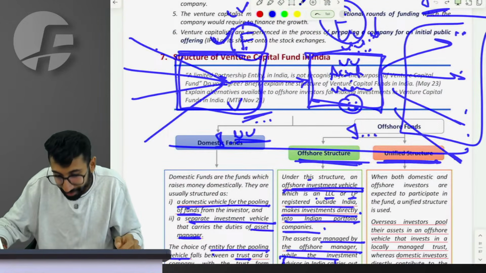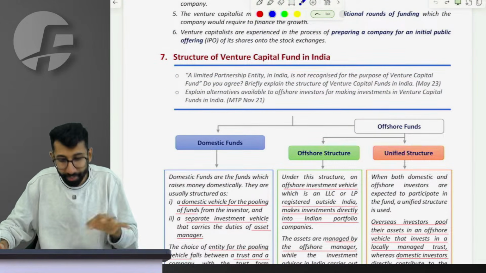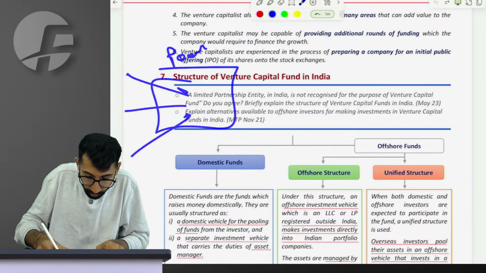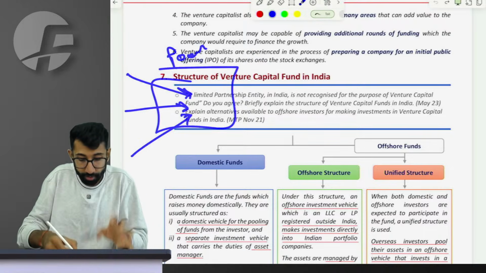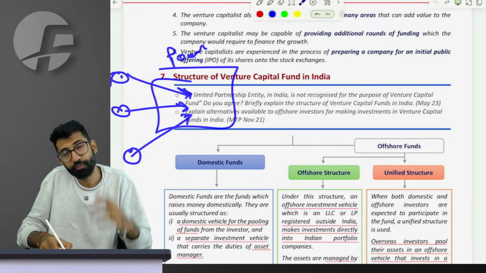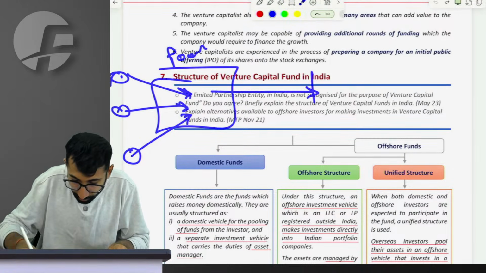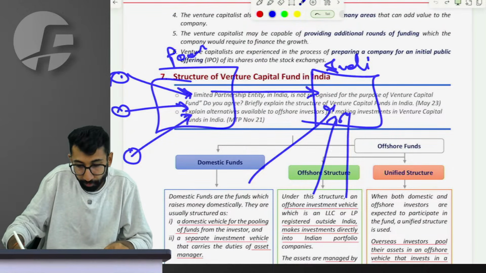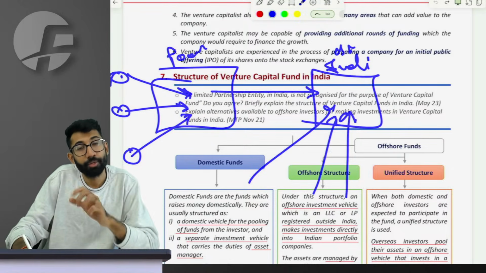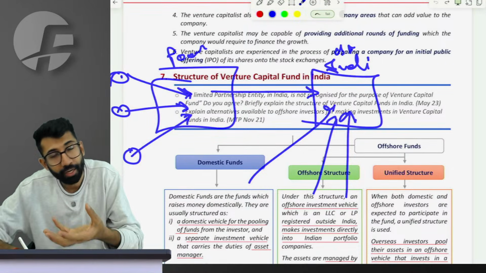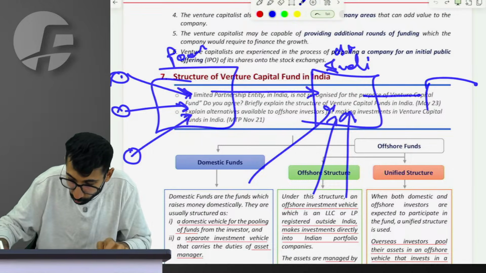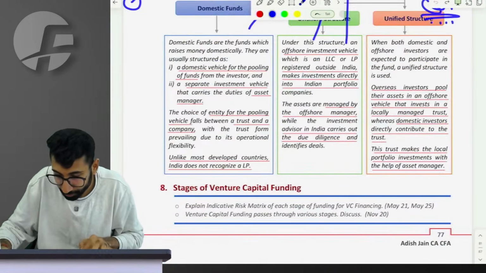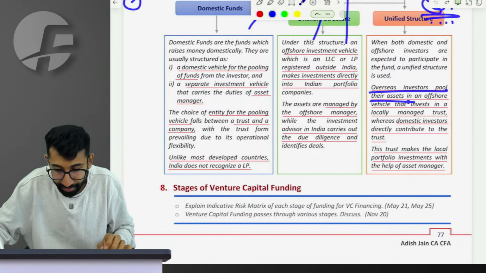Next is the unified structure. The unified structure is really easy. There is a pooling vehicle in which the outside India investor, the foreign investor, invests. That pooling vehicle invests in the Indian pooling vehicle, in which the Indian investor will also invest. So the Indian pooling vehicle has the money from the outside pooling vehicle as well as the money from the Indian investor directly, who will then give money to the asset management company, who will then invest in the startups or the companies.